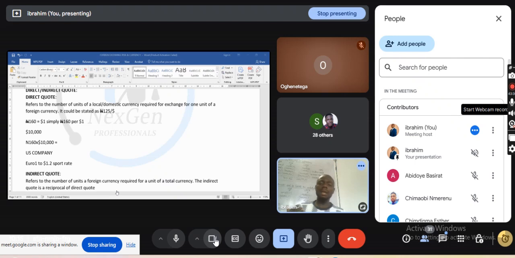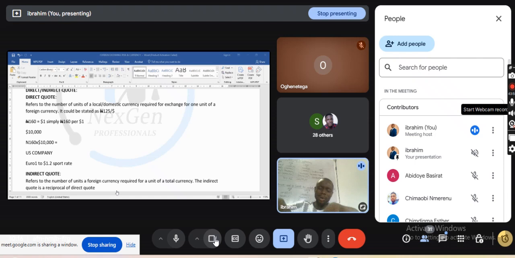Now, you could see that 160 naira to $1. You could see that 160 naira is higher than $1. That is how to determine the domestic currency. You can see that we have 160 naira to $1, so the naira is depreciating. The dollar is appreciating. Do you get that?